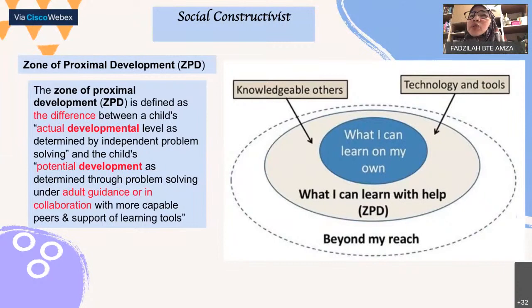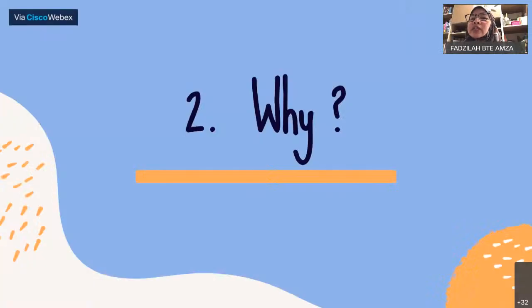Okay, so sebab tu in constructivism, they believe in the interaction because, like I said before, we do not learn only from ourselves. We can also learn from other people. This is social constructivist. So why do we need to transform ourselves from cognitivist educators to constructivist educators? Why do we need to transform ourselves? Why do we need to be constructivist lecturers? Why? Could somebody give something?